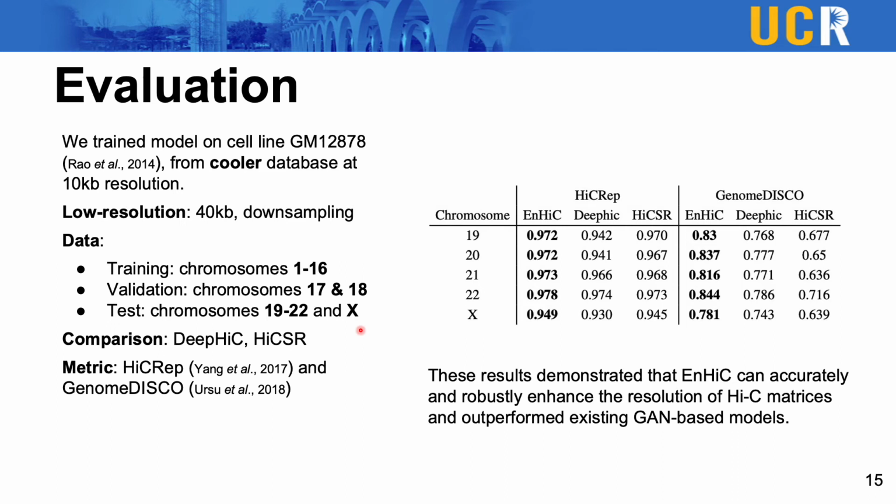The table summarizes HiC-Rep and GenomeDISCO evaluation results. As shown in the table, the HiC-Rep scores were greater than 0.94 for all three methods, indicating the high-resolution predictions are very similar to the ground truth. The EnHiC model achieved the highest scores in both metrics for all 5 test chromosomes.